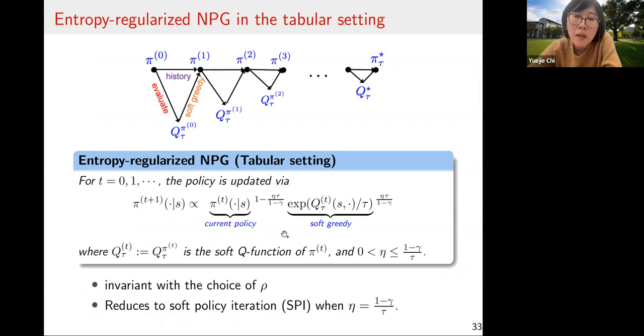Interestingly, this update rule is invariant to the choice of initial state distribution. And if you take the largest possible learning rate, which is on the order of (1 - gamma)/tau, you are essentially dropping the influence of your current policy. This can be thought of as a soft version of the classical policy iteration algorithm because of the introduction of the entropy regularization.